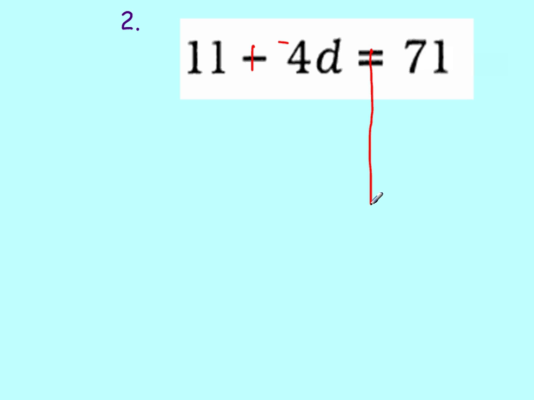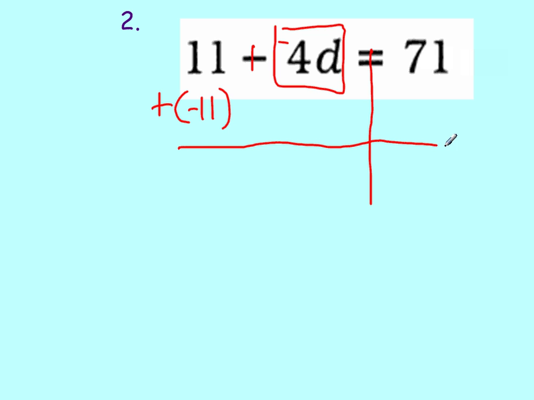But we touch the variable last. One thing that might help you to understand is to box in the variable, because we want to do that operation last. We want to get rid of the negative 4 last. So the only thing that we can get rid of is the 11. And it's a positive 11. So to cancel it out, we have to add the opposite of 11. And we're going to do that to both sides. So we're going to add negative 11 to both sides.